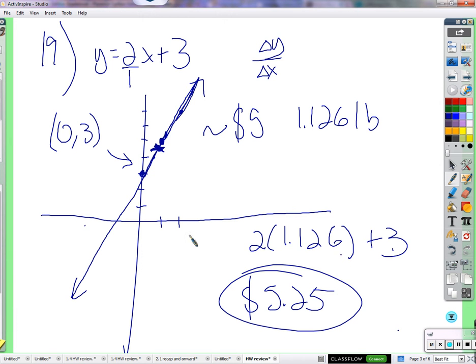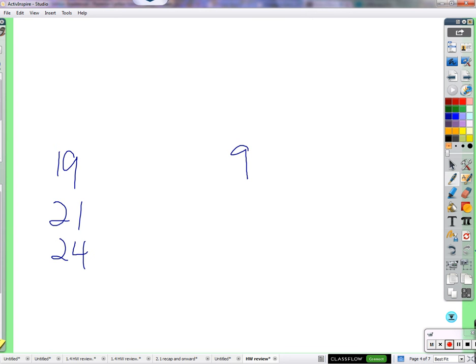Questions about that? Questions? Anybody? No? Alright, next page, next problem. 21. 15. Next page. Here we go. Graph the equation, use a graphing calculator to check.